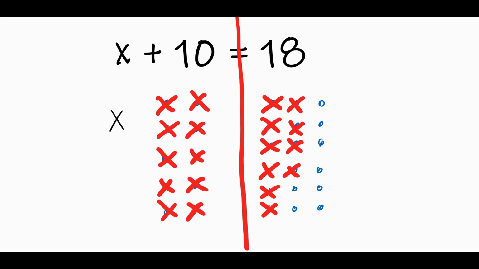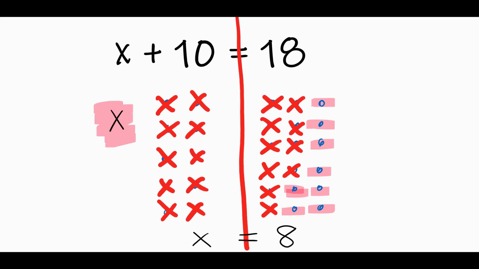And I cannot cross off any more of the single units because there are no more left on the left side. So what am I left with? I have an x on the left side, and I have 1, 2, 3, 4, 5, 6, 7, 8 on the right side. And therefore, x equals 8 is the answer to this problem.